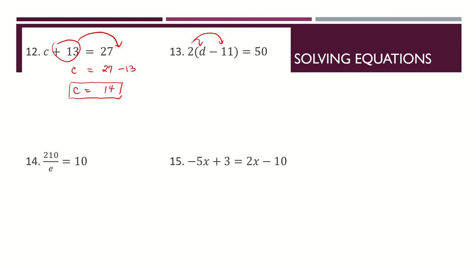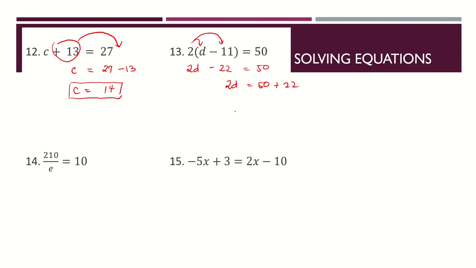Pwede rin namang i-divide mo yung whole equation na agad by 2. Okay, pakita natin mamaya yung dalawang method, no? So, 2 times d is 2d. 2 times negative 11 is negative 22. Kopya si 50. Then, applying APE, our addition property of equality, the next statement will be 2d equals 50 plus 22.